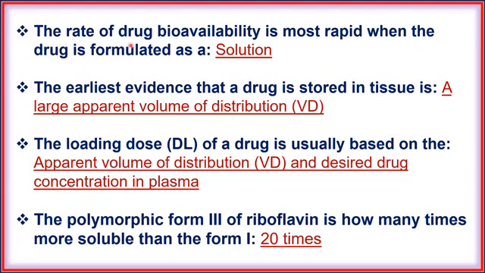Next, the rate of drug bioavailability is most rapid when the drug is formulated as solution. Next, the earliest evidence that a drug is stored in various tissues is a large apparent volume of distribution. Next, the loading dose of a drug is usually based on apparent volume of distribution and desired drug concentration in plasma. Next, the polymorphic form 3 of riboflavin is how many times more soluble than form 1? 20 times.